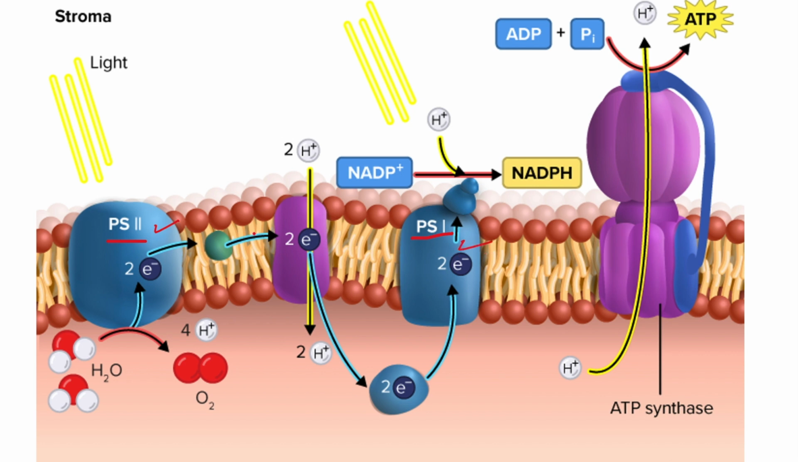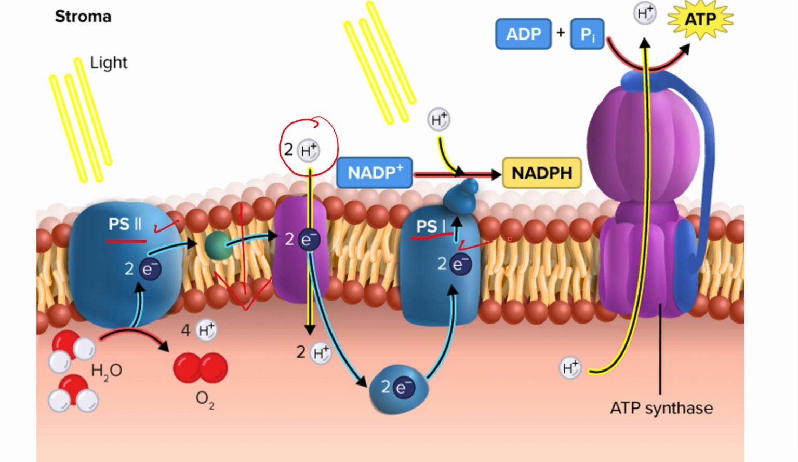As electrons move, energy is released, which pumps hydrogen ions into the thylakoid lumen, as you can see here, from the stroma to the thylakoid lumen, creating a proton gradient, a difference in concentration.